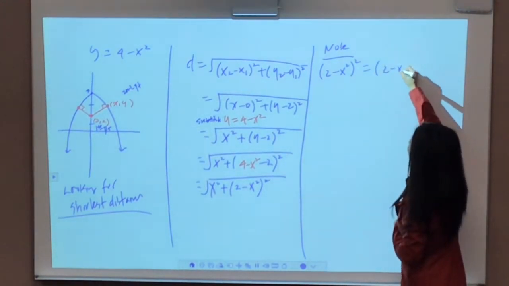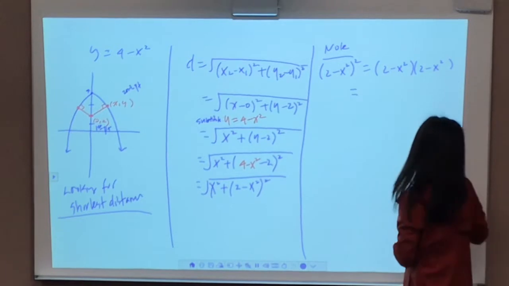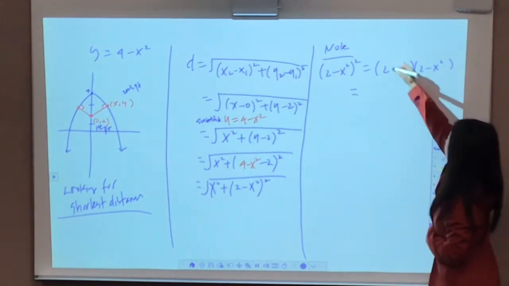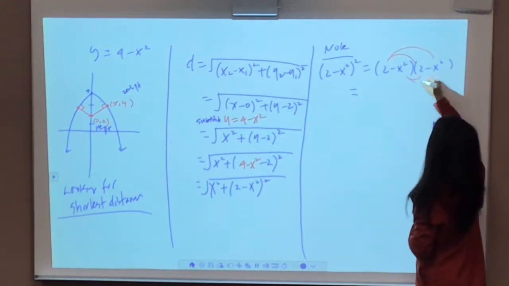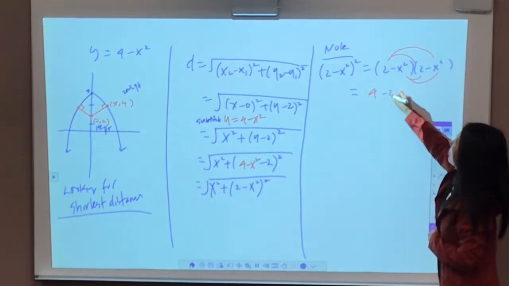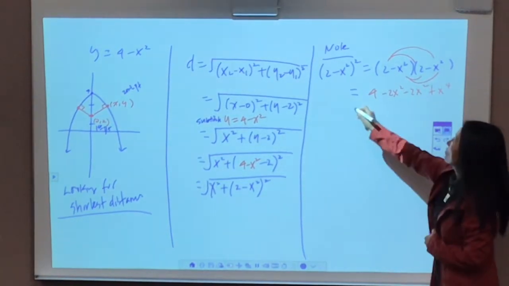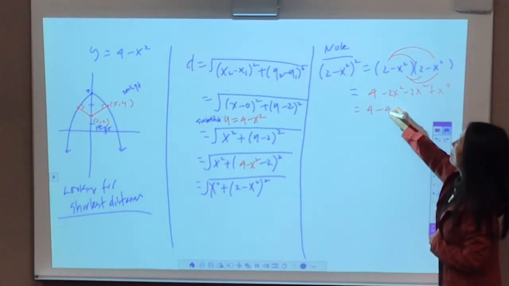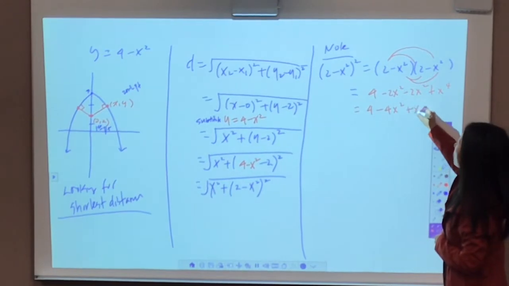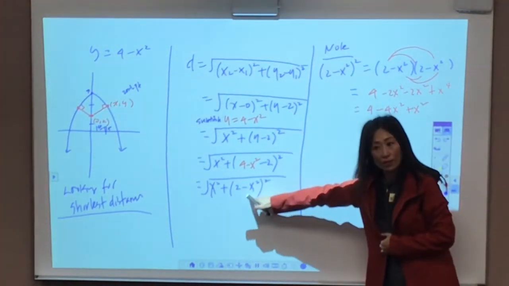Same as 2 minus x squared times 2 minus x squared. Now FOIL this. Right, class? So you have 4 minus 2x squared minus 2x squared plus x to the 4, which is the same as 4 minus 4x squared plus x to the 4. So I'm going to plug this back into where? Okay, over here.